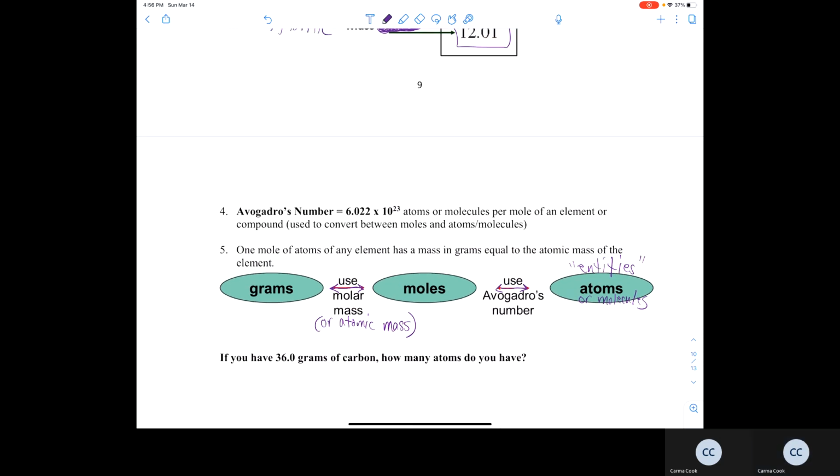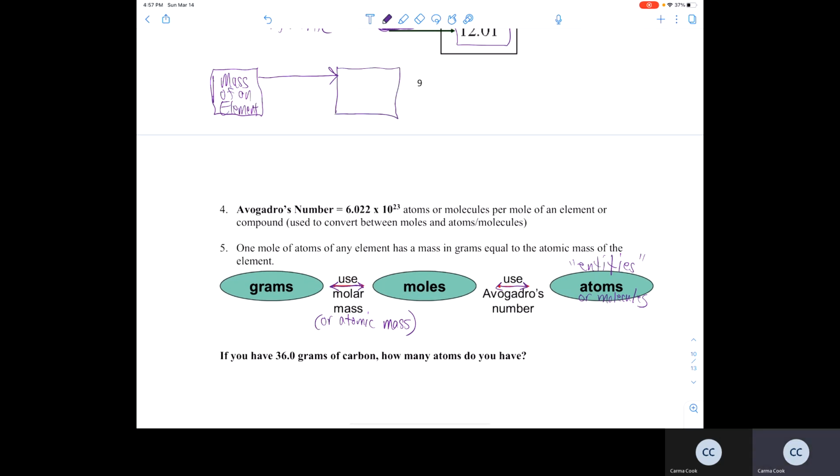And so in recapping our two conversion factors, the molar mass, or if we're dealing with an element, the atomic mass. So if we have mass of an element, we can convert the mass of an element in grams to moles of an element by dividing by the atomic mass. And then we can go in the opposite direction. If we know the number of moles of an element, we can convert the moles to mass in grams by multiplying by the atomic mass.